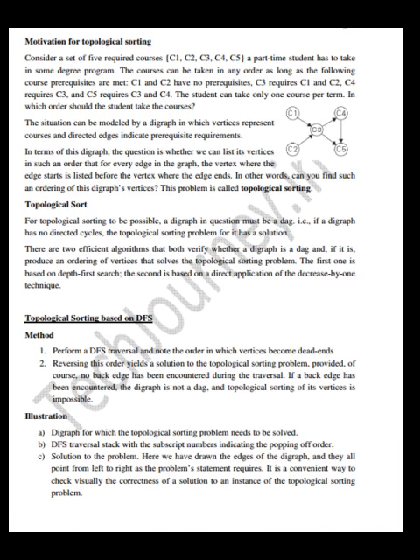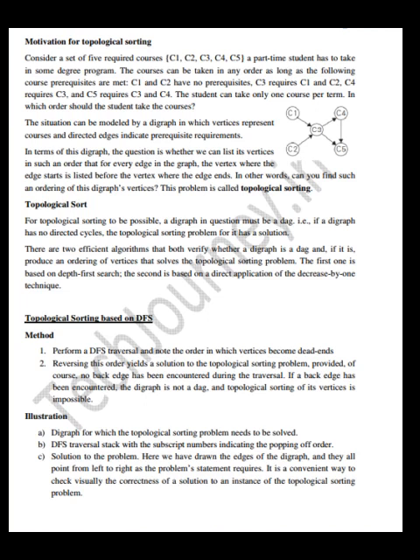The situation can be modeled by a digraph in which vertices represent courses and directed edges indicate prerequisite requirements. In terms of this diagram, the question is whether we can list these vertices in such an order that for every edge in the graph, the vertex where the edge starts is listed before the vertex where the edge ends. In other words, can you find such an ordering of this digraph's vertices? This problem is called topological sorting. Now let us see topological sort.